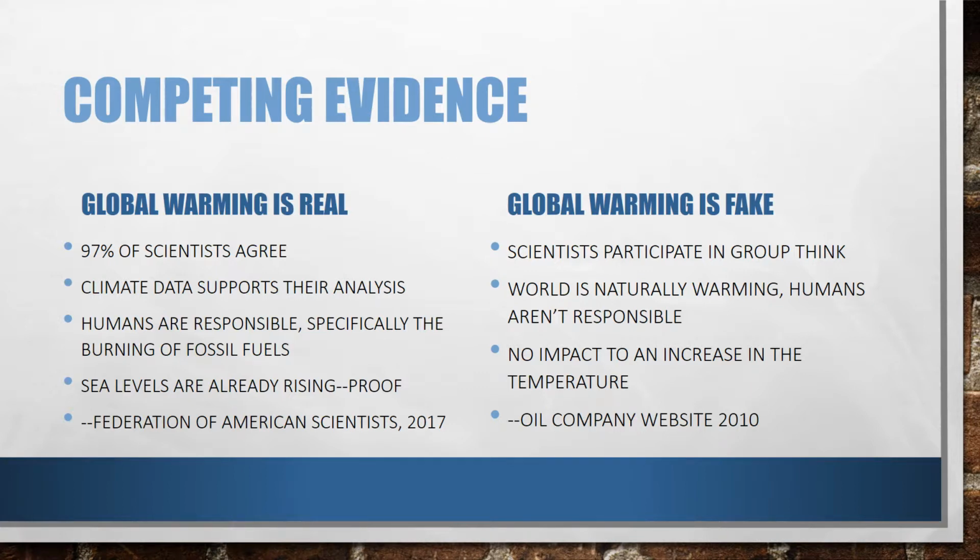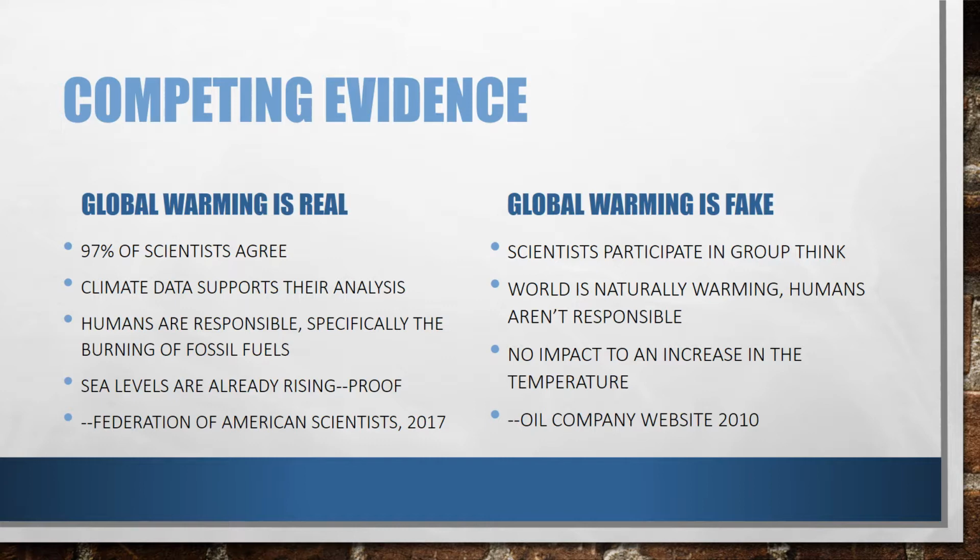In many debates, there are pieces of evidence with directly competing claims. For example, global warming is real and global warming is fake. The global warming is real evidence argues that 97% of scientists agree with it, and that climate data supports their analysis, that humans are responsible, specifically the burning of fossil fuels, and offers that sea levels have already risen as proof of their analysis. The global warming deniers say that scientists are simply participating in groupthink, and that the world is naturally warming, and that humans are not responsible.